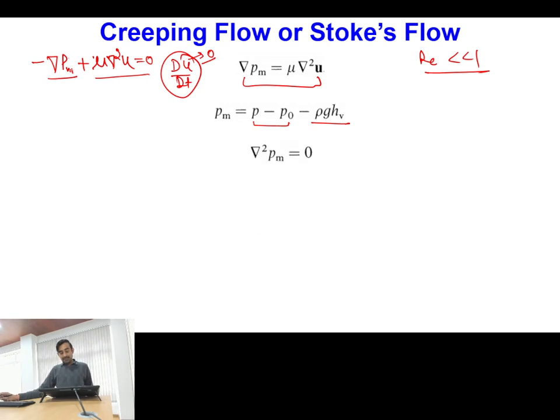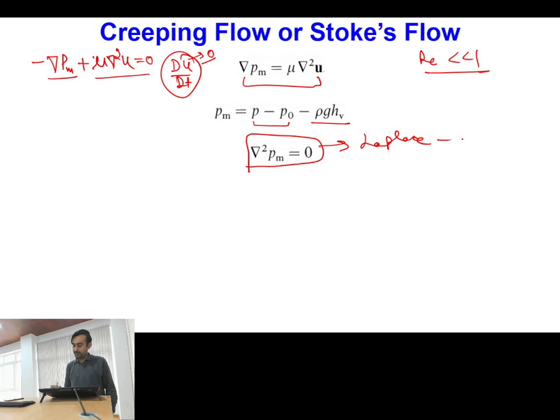Now what I can do is take the divergence of this particular equation. Once I take the divergence, my right hand side will become 0 and I will get that the Laplacian of pressure is equal to 0. So this is one Laplace equation for pressure, with right hand side 0.